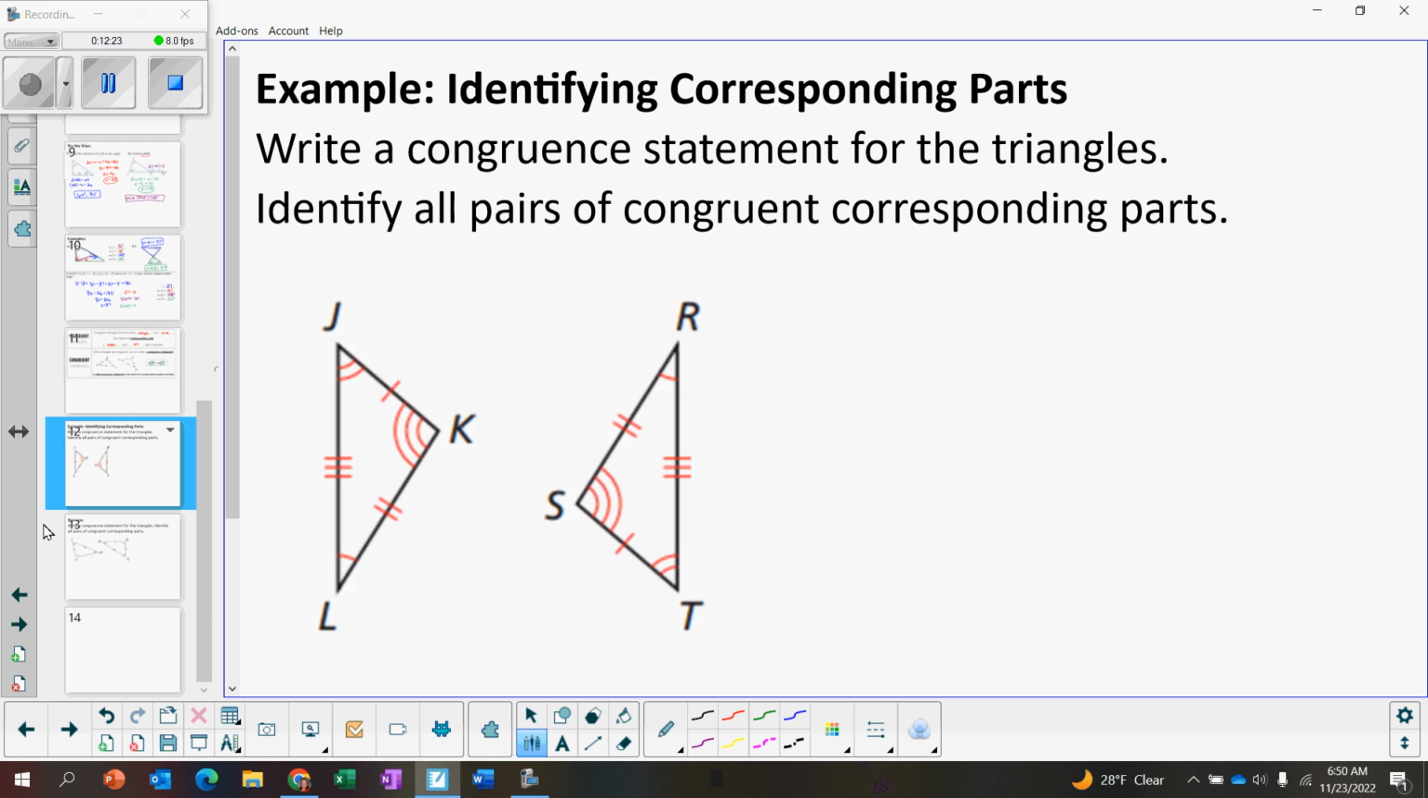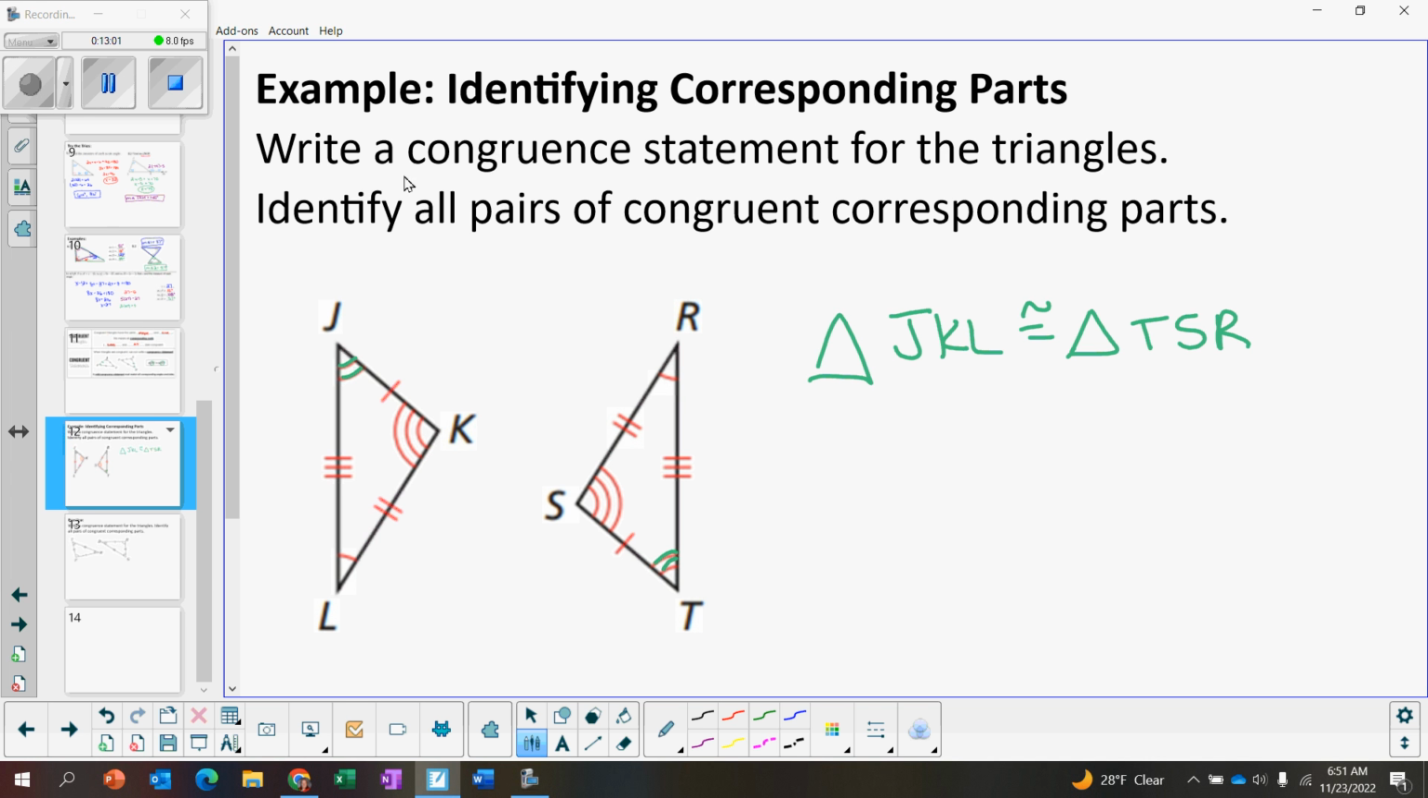So what we can do is write a congruent statement if I have everything marked. Whatever I want to call the first triangle, I'm going to call it that. It doesn't matter what I call the first one. That's just how I match it in the second. I started with J, that's 2 marks. In the second triangle, I have to start with T, that has 2 marks. Then I went to K. K has 3 marks, so that matches with S with 3 marks. And then L was last with 1 mark, matches with R last with 1 mark.